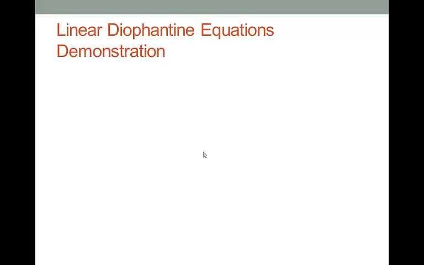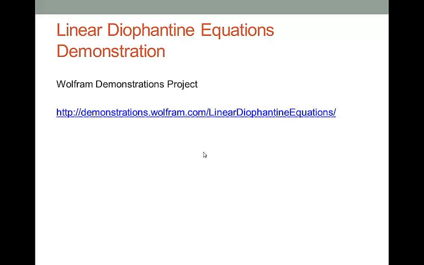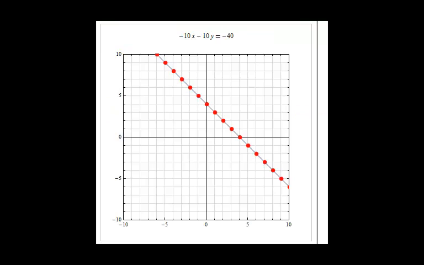Linear Diophantine equations demonstration. Here's a demonstration of what this looks like graphically. We're going to take a look at this site from the Wolfram Demonstrations Project. Here we see the graph of negative 10x minus 10y equals negative 40. So all the points on this line represent solutions to that equation, and the red dots represent solutions to the linear Diophantine equation. In other words, integer solutions to that linear Diophantine equation.